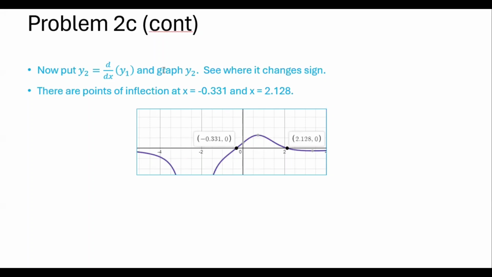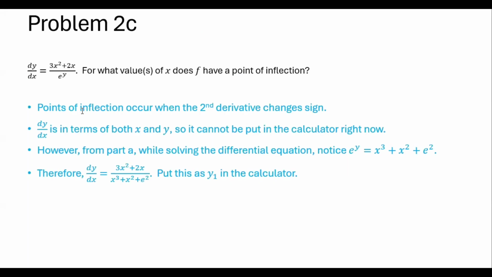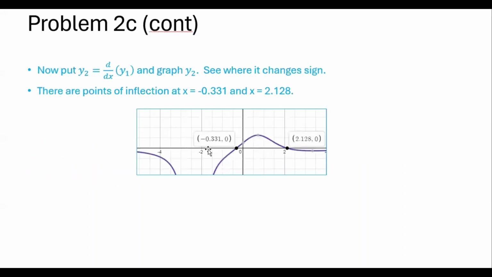But anyway, so we're going to graph y2 and see where it changes sign, because, as we should know, points of inflection occur when the second derivative changes sign. So where does it change sign? It changes sign here and here, going from negative to positive, and positive to negative. So the values are minus 0.331 and 2.128. Box those two.